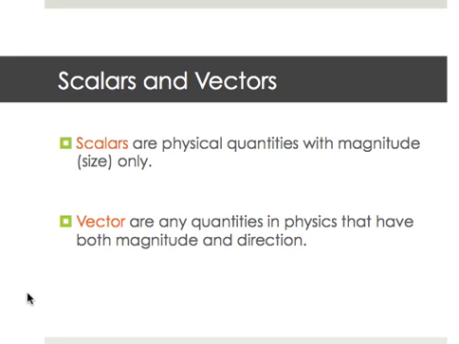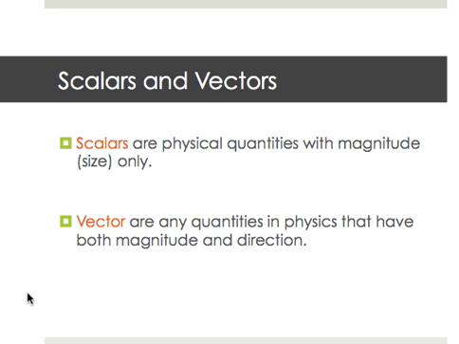So first, let's discuss scalars and vectors. This page shows us the definitions of scalar and vector quantities. Scalars are quantities that can be completely described by a magnitude or size only. They are expressed as a positive or negative number and a unit.